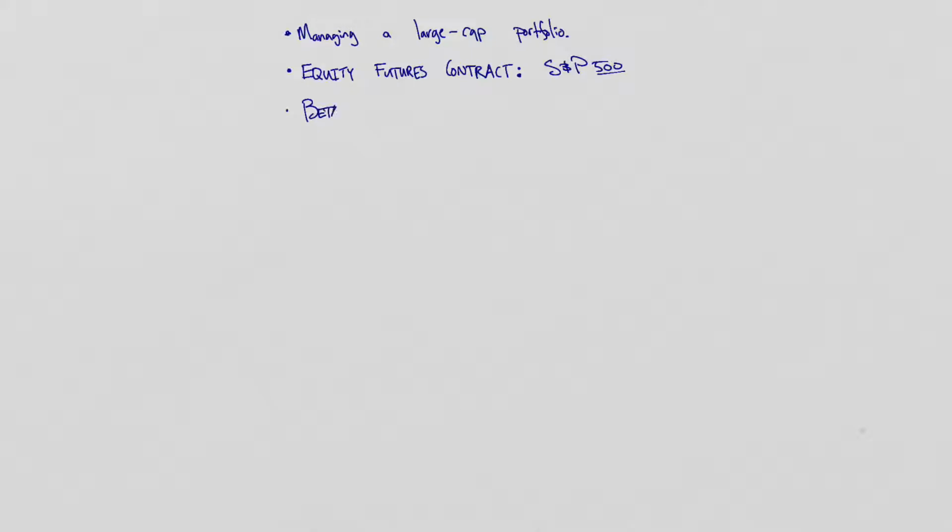So let's say we were managing a large cap portfolio. So we had a bunch of stocks in this portfolio. They were all very large publicly traded companies. A good equity futures contract that would track that would probably be a futures contract on the S&P 500. The beta of this futures contract is the vast majority of the time going to be the same as the beta of the underlying. So in this case, the underlying is the S&P 500 index.